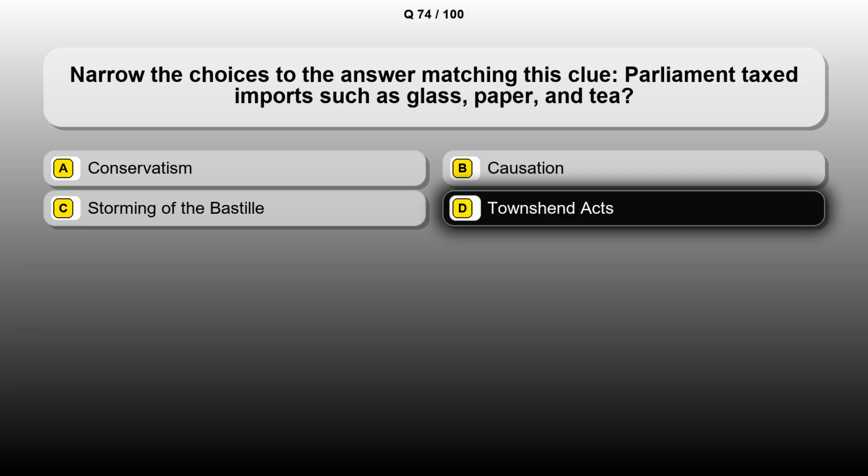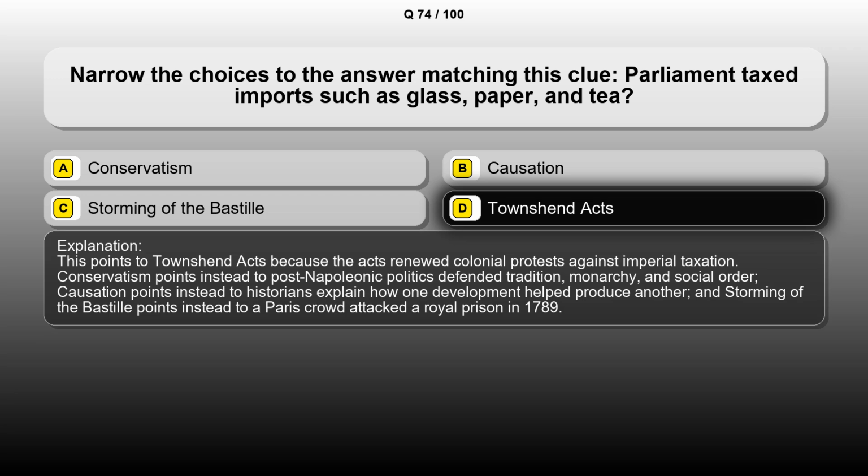The correct answer is option D, Townshend Acts. This points to Townshend Acts because the acts renewed colonial protests against imperial taxation. Conservatism points instead to post-Napoleonic politics defended tradition, monarchy, and social order. Causation points instead to historians explain how one development helped produce another, and storming of the Bastille points instead to a Paris crowd attacked a royal prison in 1789.